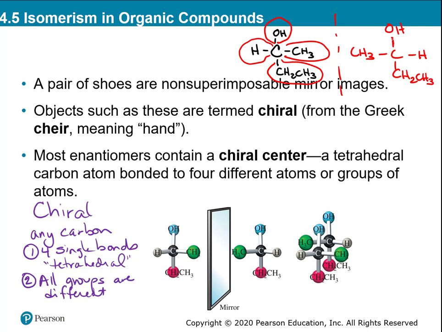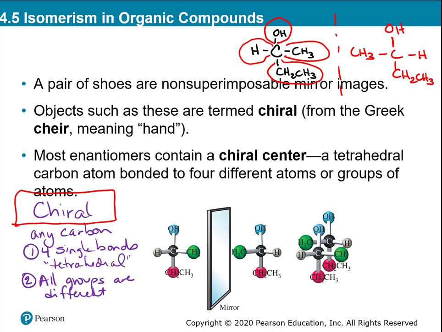So this creates a pair of molecules. They have the same number of atoms. They actually have the same bonding arrangement. But because of that one carbon, they create these non-superimposable mirror images. So a carbon that does that, they call chiral. And so you can say it chiral, that's fine, okay?